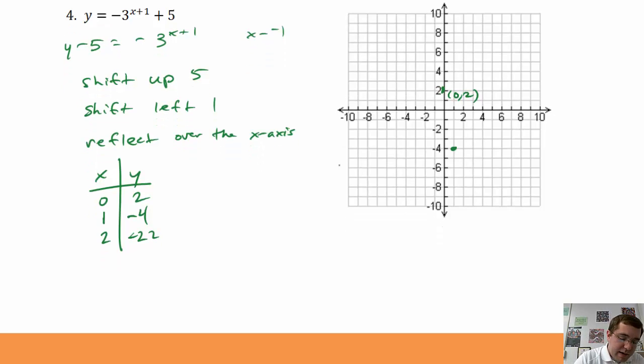What happens if x is -1? If x is -1, I'll have -1 plus 1. Well, that's 0. I'll have 3 to the 0 power. That's 1. We'll have y minus 5 equals -1. I'll add 5 to the other side, and I'll have y equals 4. So when x is -1, y is 4.